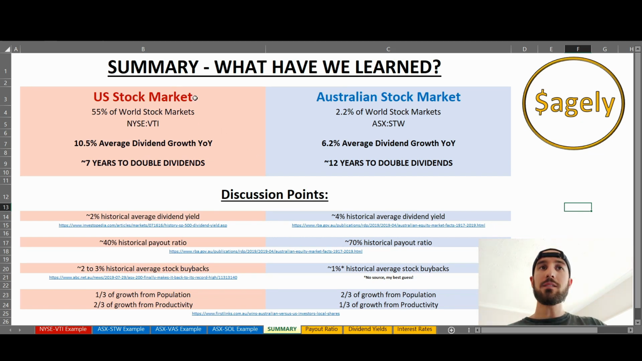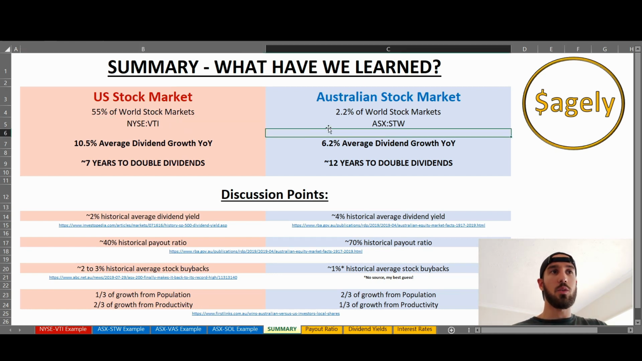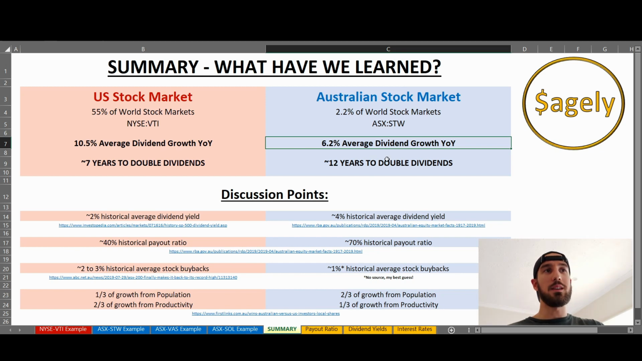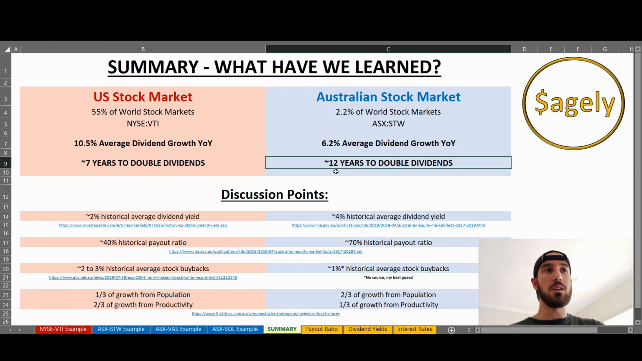So basically we're looking at the US stock market versus the Australian stock market. We're looking at two different investment vehicles. One is called VTI, which I covered at the start of the video, and the other one is called STW. To recap, the average dividend growth year on year from the US stock market is 10.5%. Contrast that to 6.2% from the Australian stock market. So that results in, on average, 7 years to double your dividend income from the US stock market and 12 years to double your dividend income from the Australian stock market.